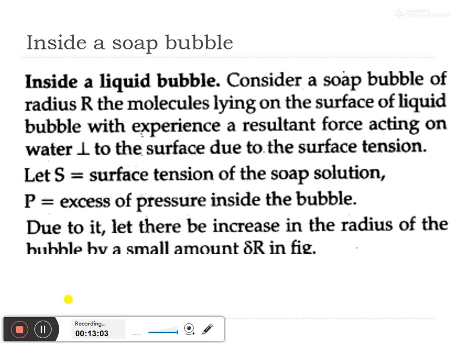And another one, we have to derive the expression for the excess pressure inside a soap bubble. Same as the liquid drop, we consider a soap bubble of radius R, and S is the surface tension of the soap solution, and P the excess pressure. Due to this excess pressure there will be an increase in the radius of the bubble by a small amount delta R, as in the liquid drop.